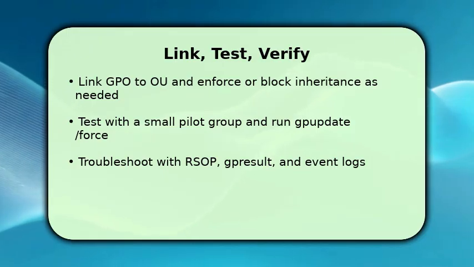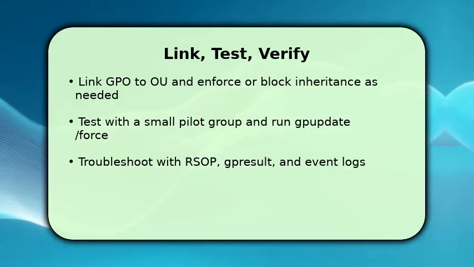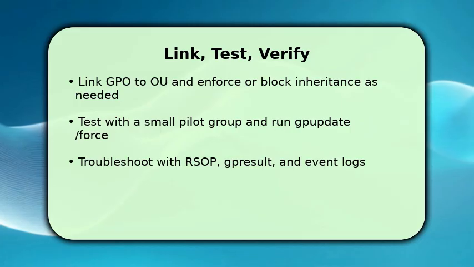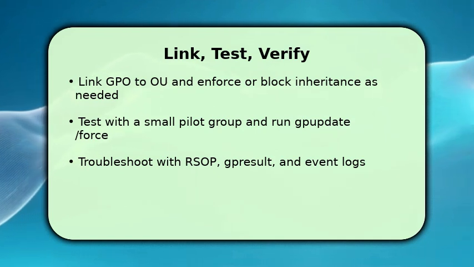After linking, run a controlled pilot. Pick a few test machines or users, force policy with gpupdate /force, and verify settings apply using gpresult /r or the Resultant Set of Policy tool. Make sure to check event logs for errors and confirm that security filtering and loopback processing are not unintentionally blocking the GPO.